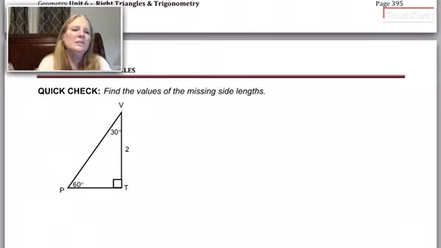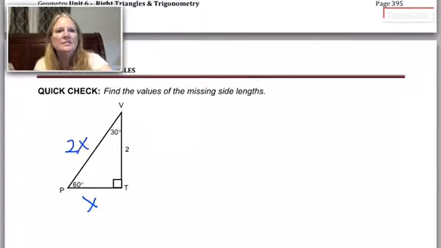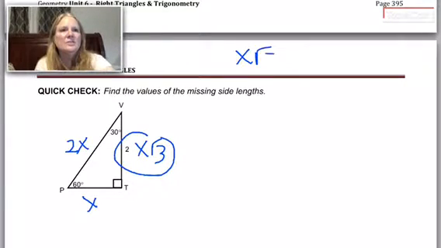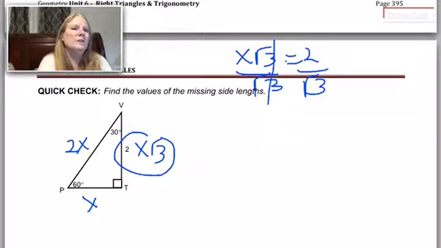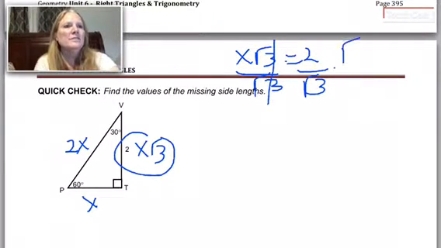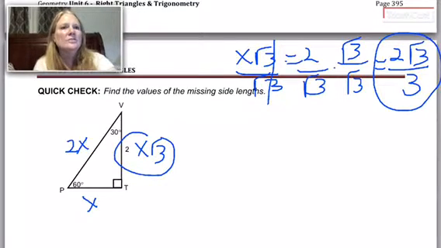Again, please pause and try to do this one yourself before you check it. x, 2x, x to the square root of 3. So my picture is telling me that x to the square root of 3 is equal to 2. So I need to divide both sides by the square root of 3. x is equal to 2 divided by the square root of 3. Multiply by the square root of 3 over the square root of 3. 2 square root of 3 over 3 is x. So PT is 2 square root of 3 over 3.